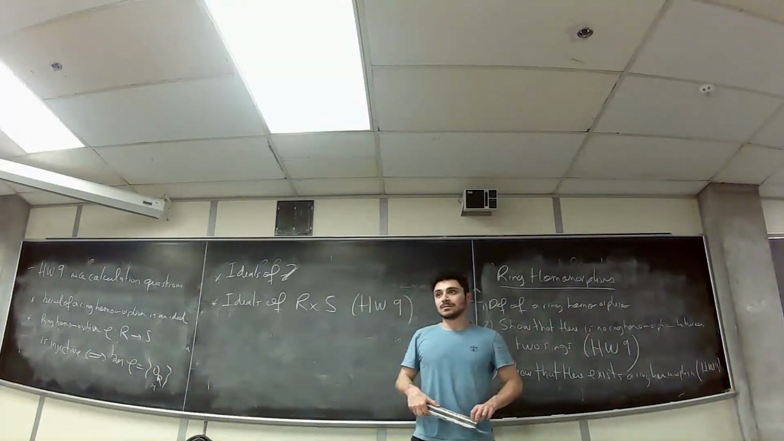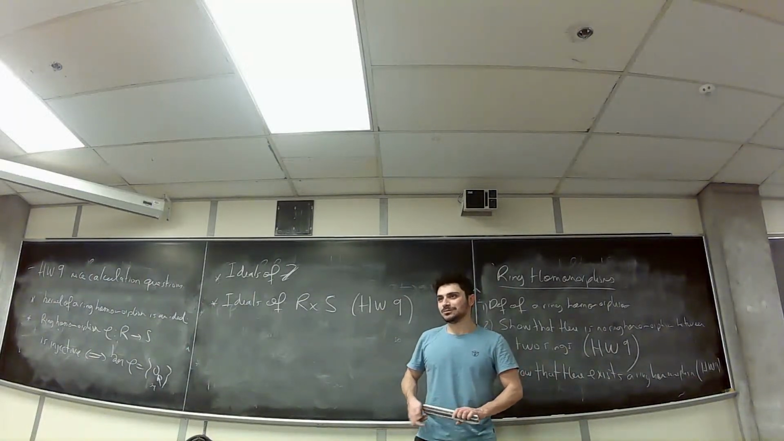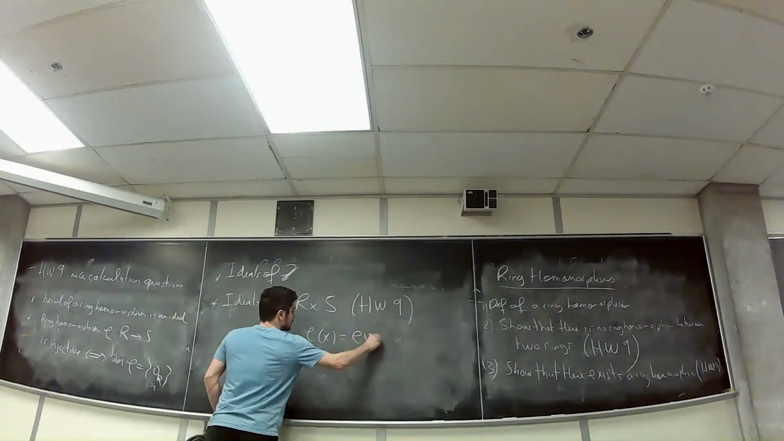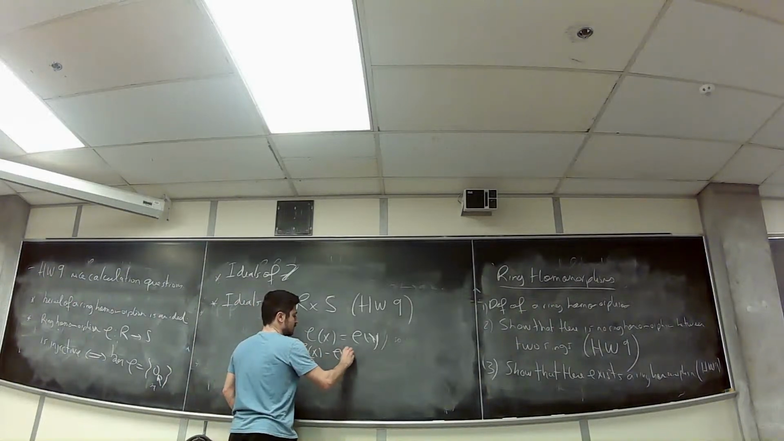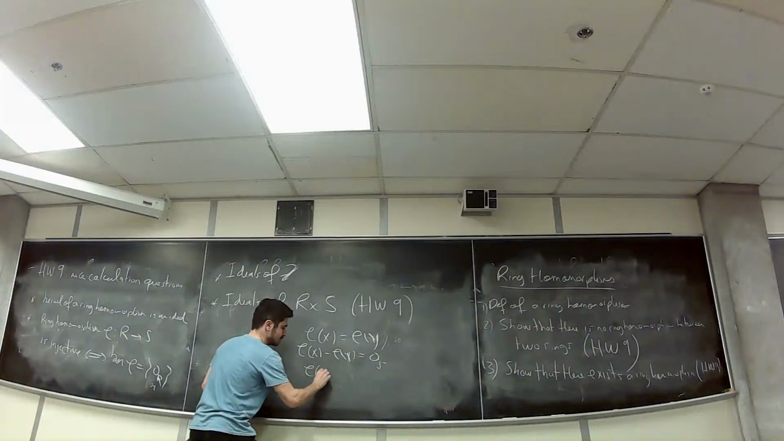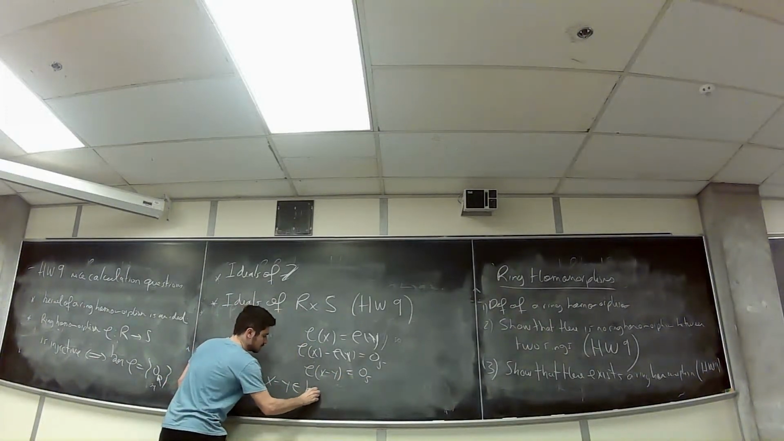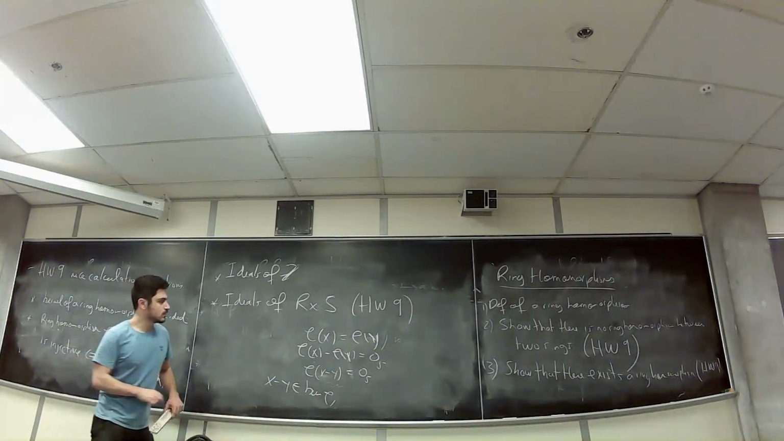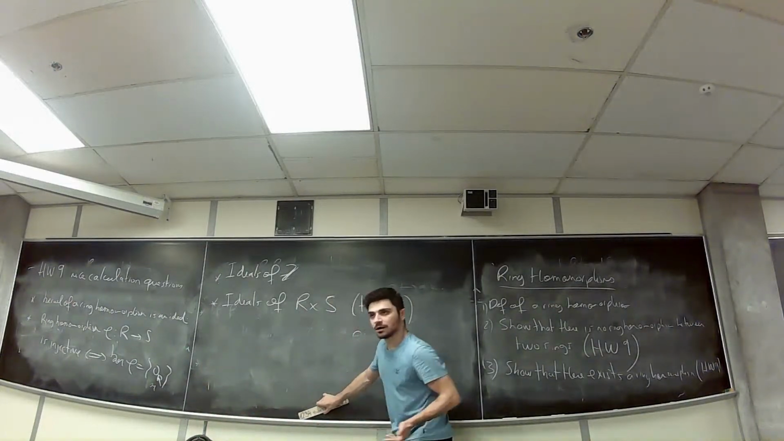In class, we didn't show it. But the same proof will work, right? Assume that the kernel is 0. If phi of x is equal to phi of y, then phi of x minus phi of y is 0, so phi of x minus y is 0, so x minus y belongs to the kernel of phi, which is assumed to be 0, so x equals y. Same way you do it for groups, or you can prove it for groups in general. Okay?